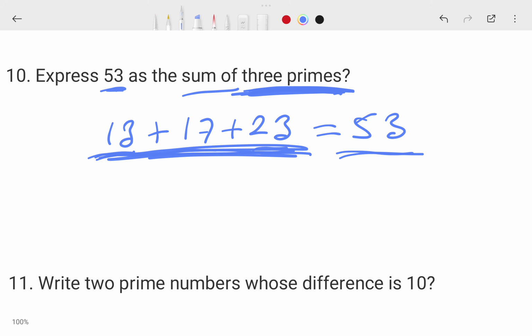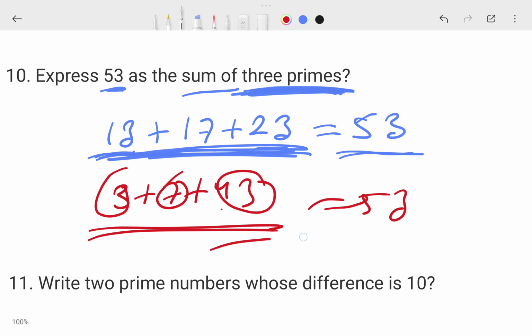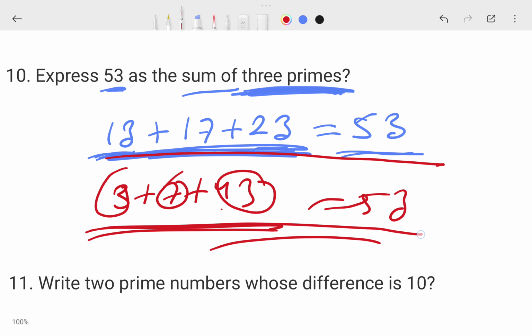Yes, we did. And if you have another question, you can add like that also. Like 3 is a prime number, 7 is also there, and after that there is 43. 3 is prime, 7 is prime, 43 is also prime. If you add 3 plus 7 plus 43, the answer will be 53. So you can write like this one or this one.